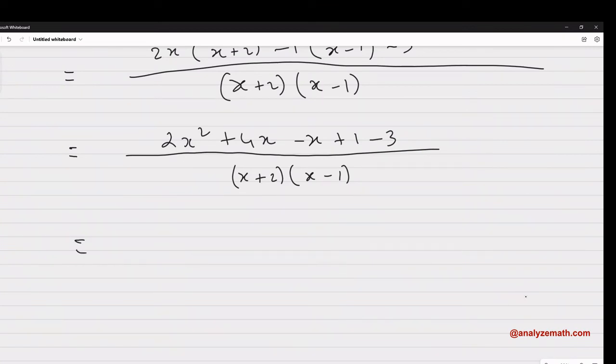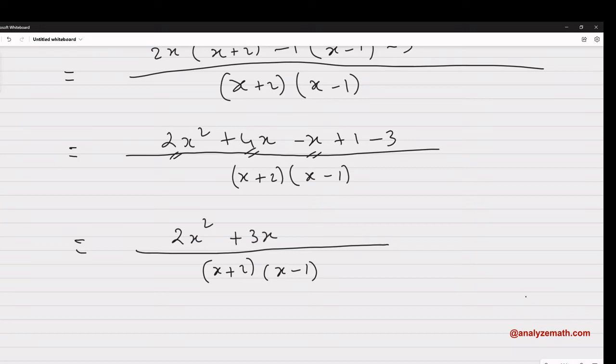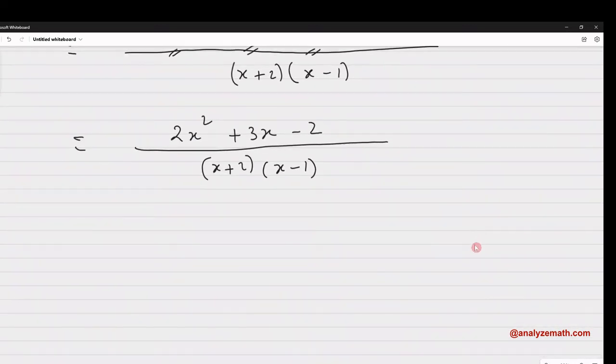Simplify again. So the denominator will stay as it is. Now 2x squared is the only term with x squared. Now I have 4x minus x. These are like terms, the x with the same power, so I can combine them to give me 3x, 4 minus 1, and then minus 2 here. Good. Is it simplified? We don't know unless we factor this term here. So let's factor it. Denominator will stay as it is.